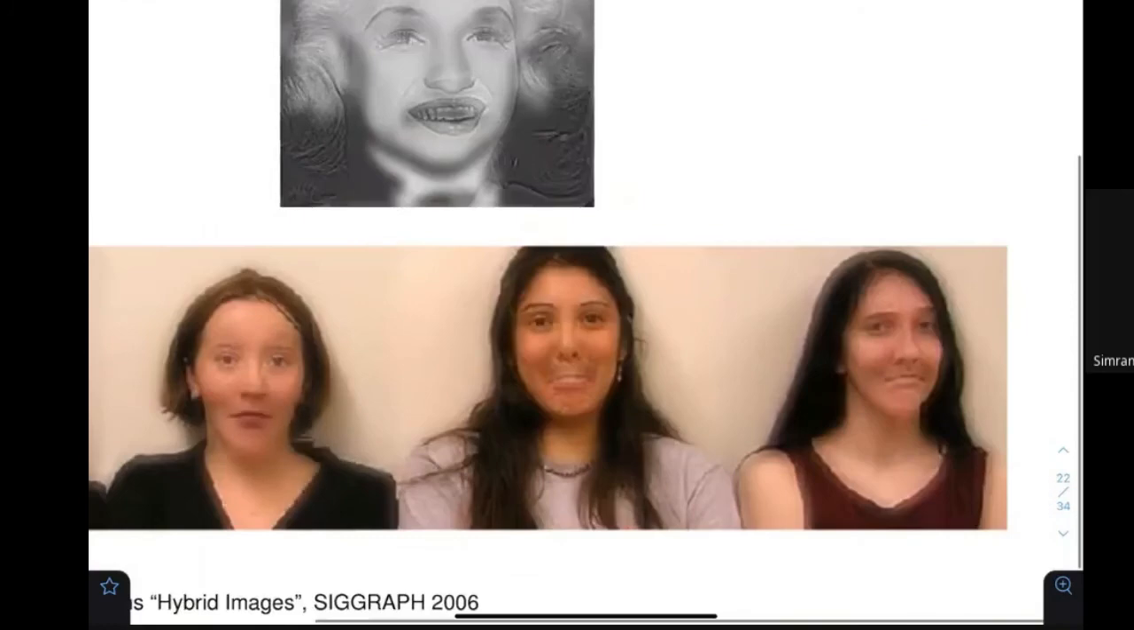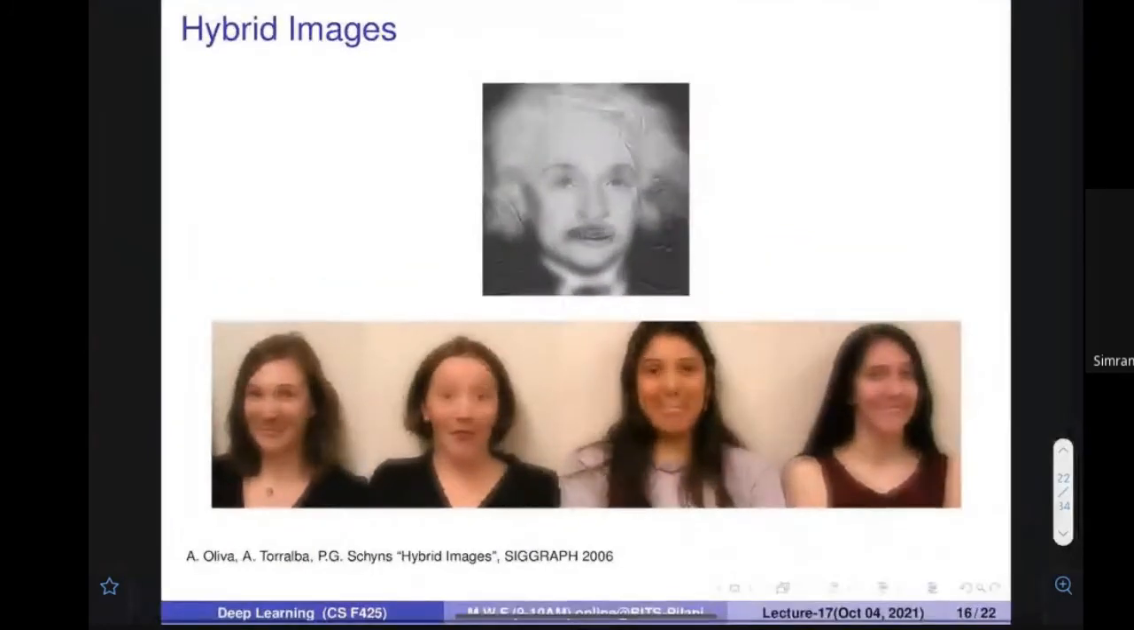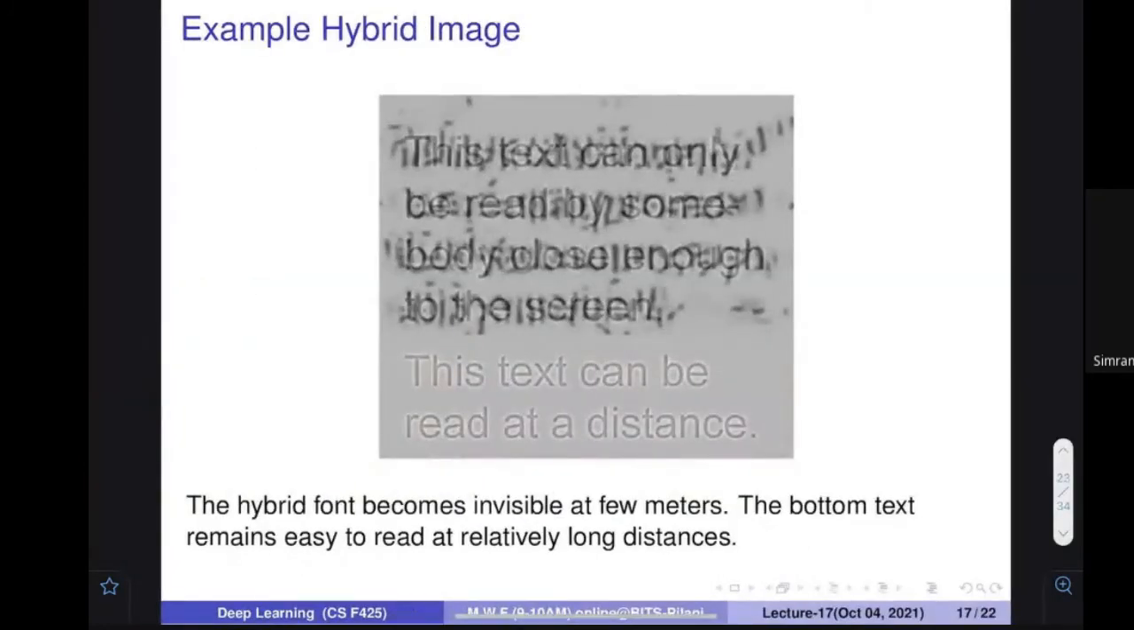You can do anything. There are multiple things you can do by combining different frequency components into one image. Another important application: when you are going on the highway and a billboard is coming, from a very far distance it gives you one message, that please reduce your speed. And when you reach that point, now it is over, you can start speeding again.